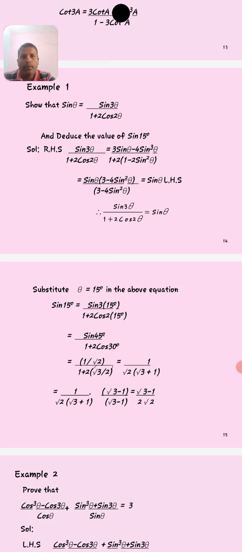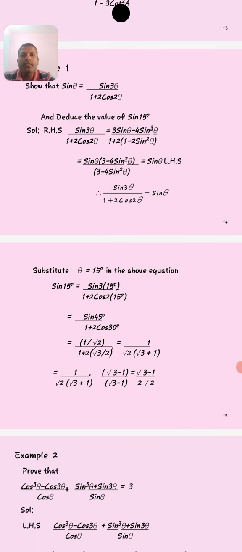That is equal, we have to take the numerator part, sin theta taken outside common: sin theta into 3 minus 4 sin square theta divided by 1 plus 2, we get 3 minus 4 sin square theta. Here 3 minus 4 sin square theta by 3 minus 4 sin square theta cancel. That is equal, we get sin theta. Therefore, sin 3 theta divided by 1 plus 2 cos 2 theta is equal to sin theta.